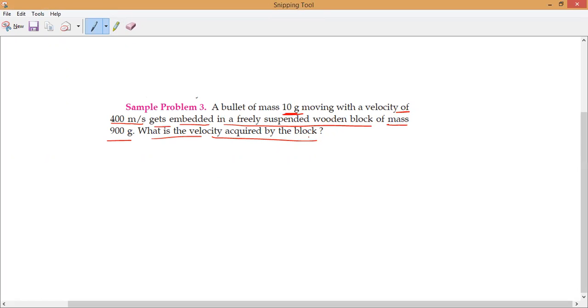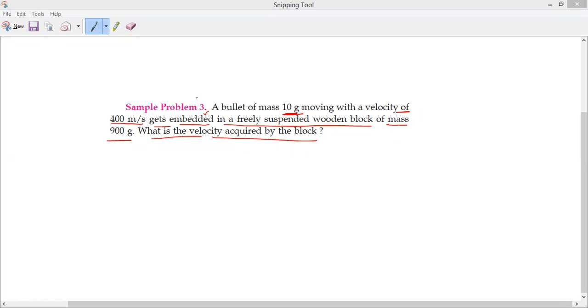Now observe very carefully. What do you mean by embedded? If you see the picture also, you can understand. Embedded means stuck. Do you understand it? So that is the meaning of embedded.